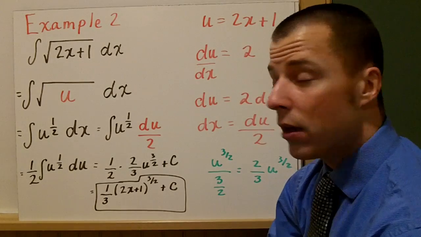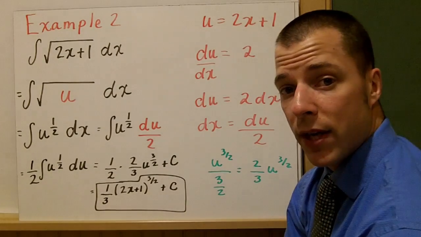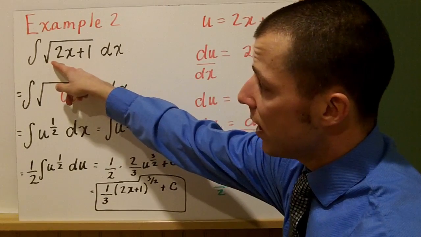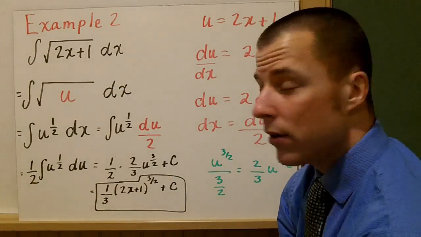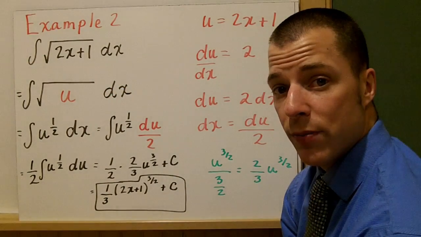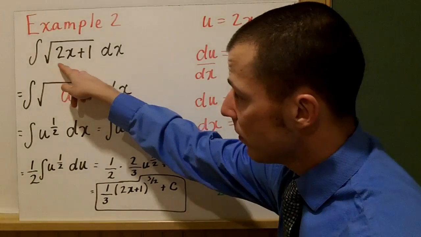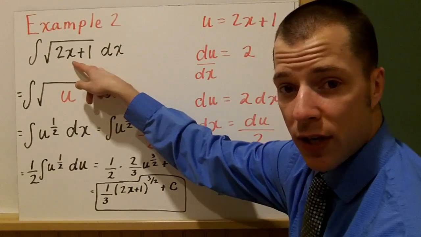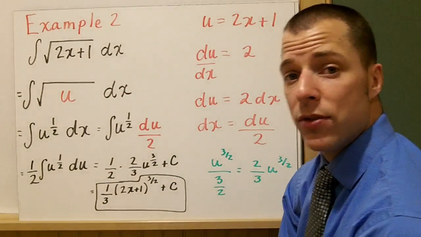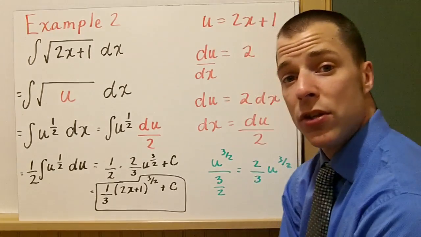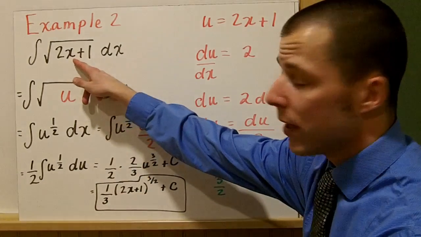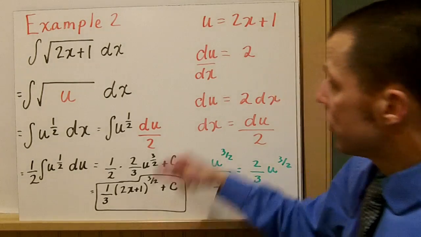Now as we go along, we're going to see a few more complicated functions. So now we're going to integrate the square root of 2x plus 1. So you have the square root function, and then you have this function underneath. It's always a good idea when you use substitution that you pick the value underneath the radical. So that's what I'm going to do here.